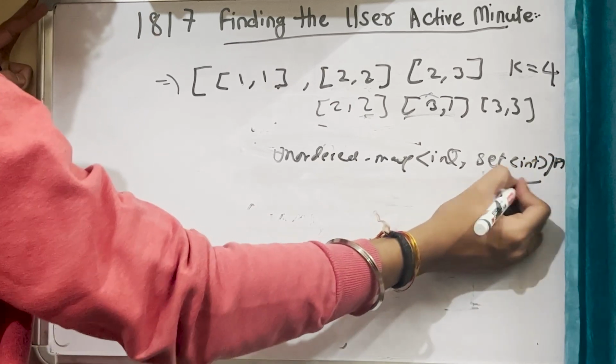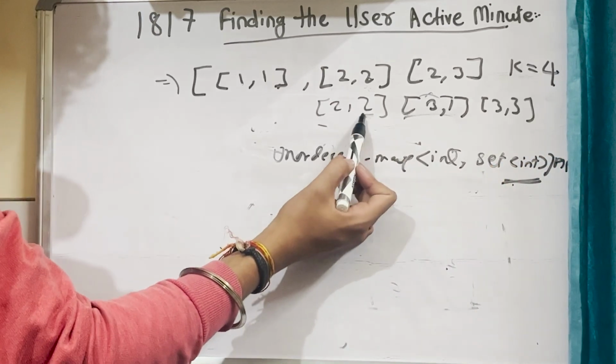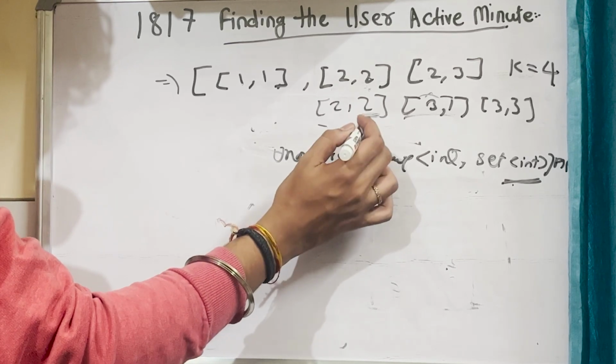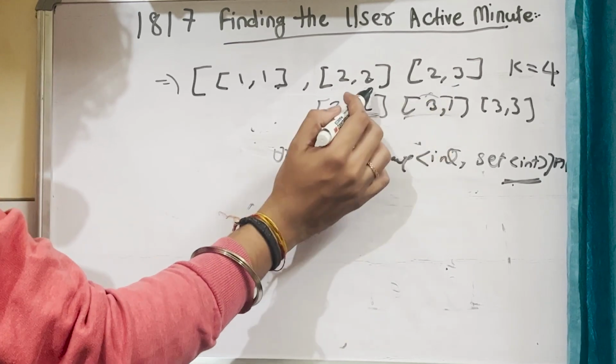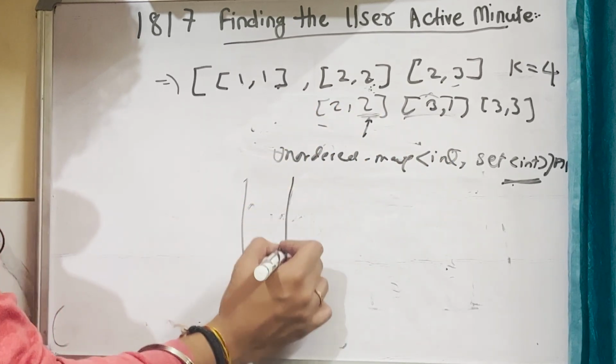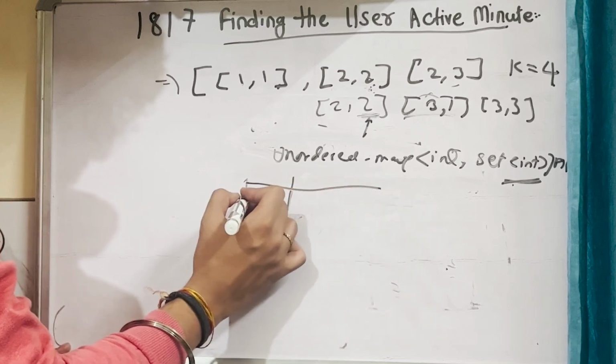The other thing is why you will use set. As I just told, you will only count the unique minutes for each user. Like the unique minutes will be minute 2 and minute 3. You won't count this 2 again. So what you can do, it is sweet and simple.